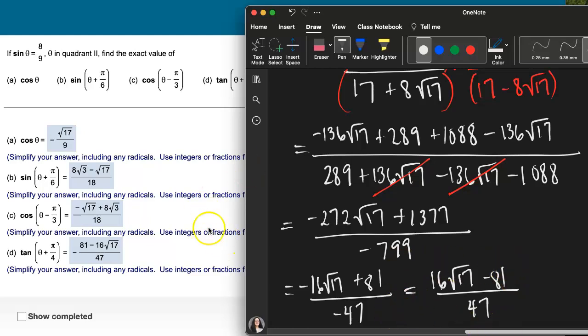Notice that actually the answer that was provided over here is the same as this first answer. They've just swapped the terms in the numerator, putting the 81 first. And that negative for the 47 would be placed out in front of the fraction. So either of these should work out.